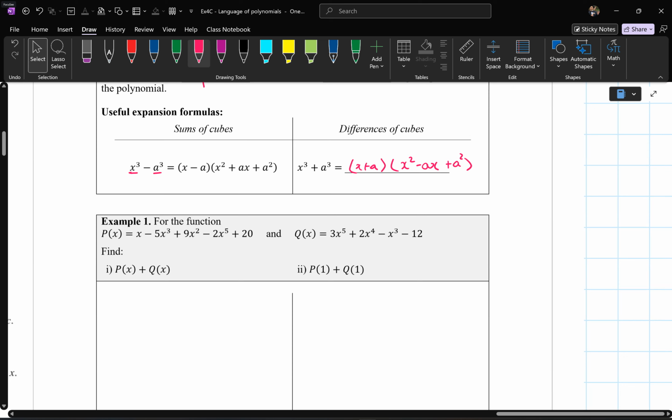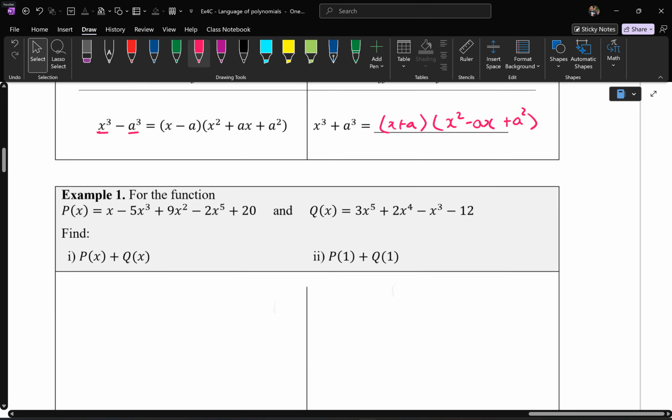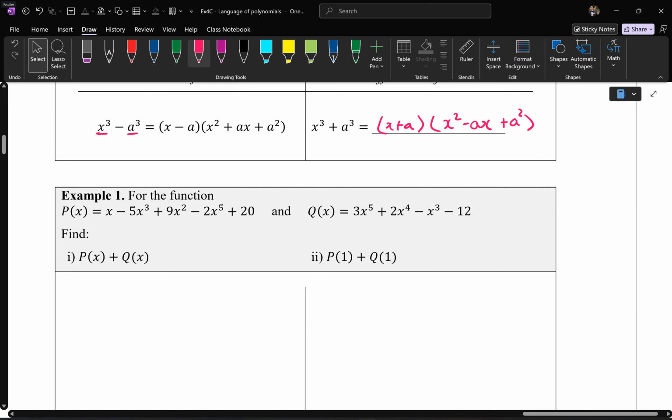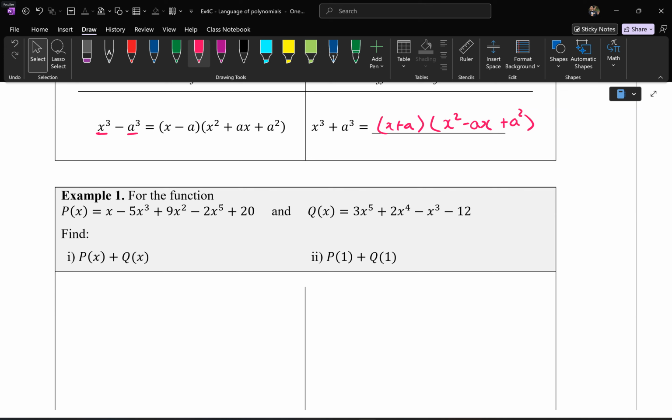That will be for the next exercise, but I just thought I'd chuck it in there for you too. Now, today's one, here we go. Reading a polynomial function. You've got p of x, and they've given you a bunch here, and then q of x. So when they say p of x plus q of x, what does that mean?